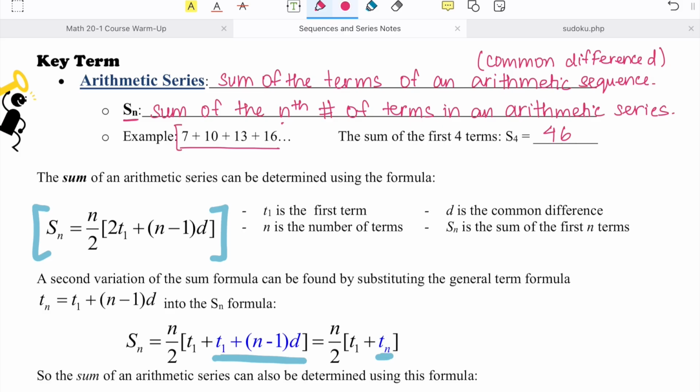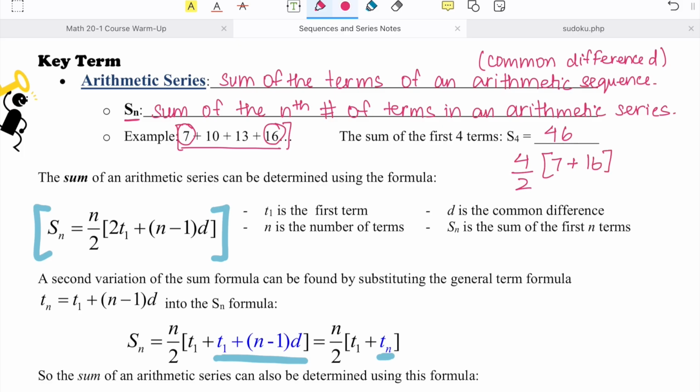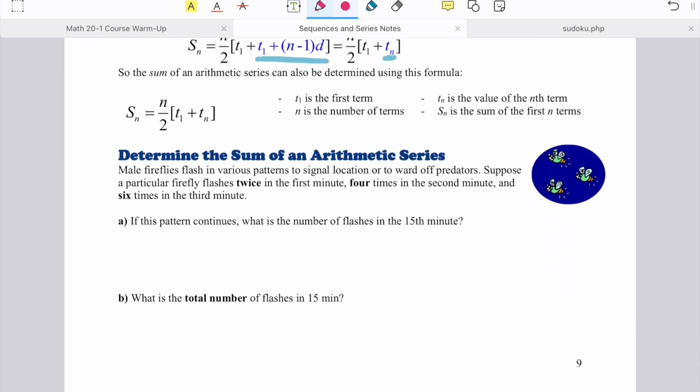So this is what we used as our example. We have 4 terms over 2. Our first term was 7 plus our last term was 16. 7 plus 16 is 23. And then 4 over 2 is 2. So 2 times 23 is 46 and it works. Right? So this lesson is pretty straightforward. You are given a formula, you just need to apply it and put in all the terms, just like what lesson 1 was about. So let's do a few questions.